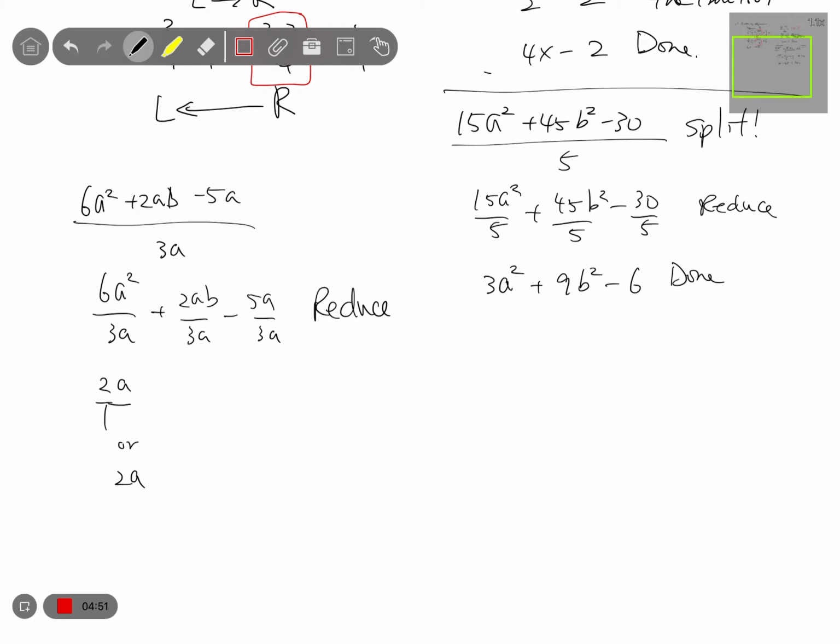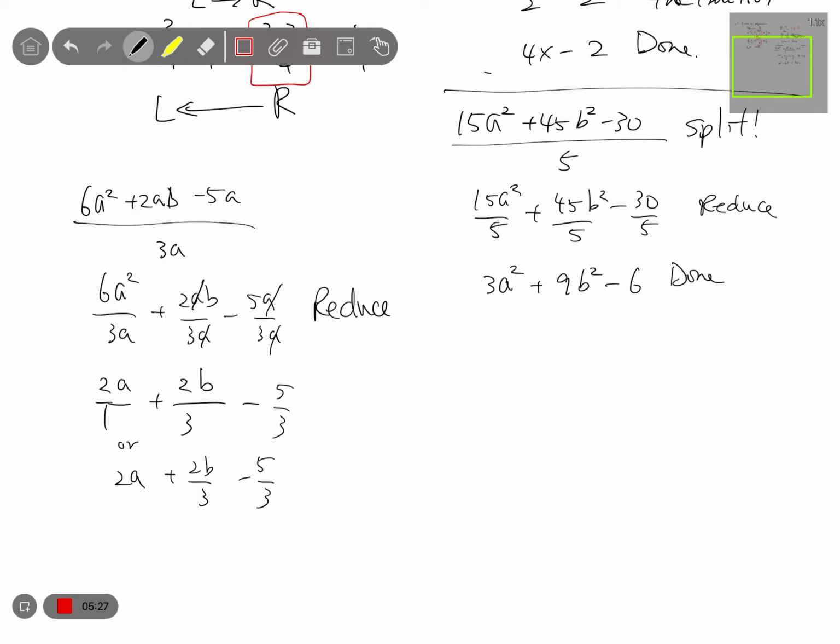Now, next fraction, plus 2ab over 3a. Now, 2 over 3 I can't really do a whole lot with. But I realize a and a will cancel, so I'm left with 2b over 3. Last one, minus 5a over 3a. Notice the a's will cancel, so you're left with 5 over 3. So the final answer is 2a plus 2b over 3 minus 5 over 3.